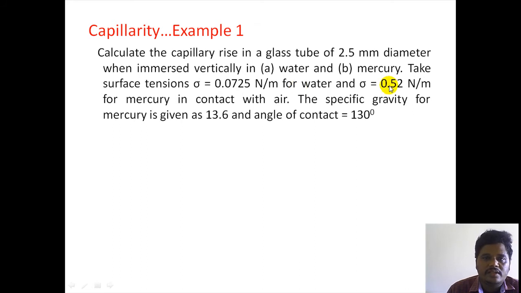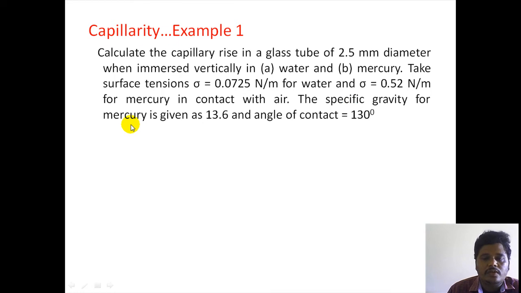The specific gravity of mercury is given as 13.6, and the angle of contact is given as 130 degrees. Whenever it is not given, we can take it as 130 degrees. The specific gravity always remains constant, it is 13.6. It should be remembered: 13.6.